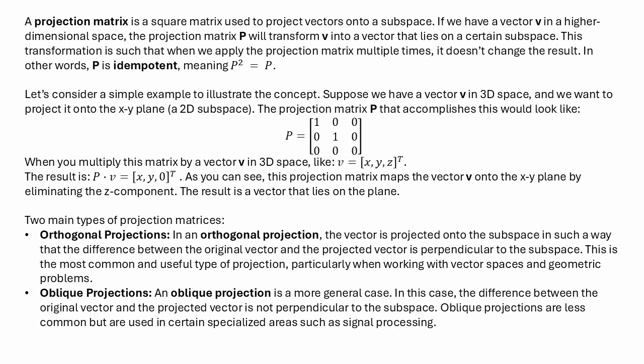Okay, so I'm keeping track. Orthogonal is like a straight-on shadow. Oblique is like casting the shadow at an angle. But does this actually matter? Like, how does it affect the way we actually use these matrices? Oh, it absolutely does. The type of projection depends on the problem you're trying to solve. Think about computer graphics. You might use orthogonal projections for technical drawings where accuracy is key. But for something more artistic, where you want to play with perspective, you might use an oblique projection. So it's about picking the right tool for the job.